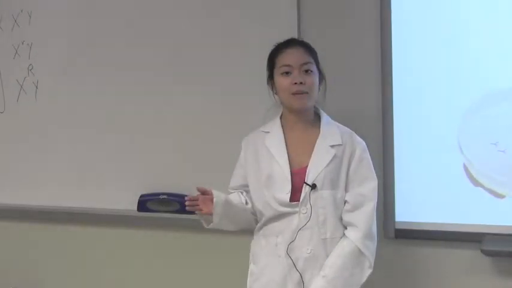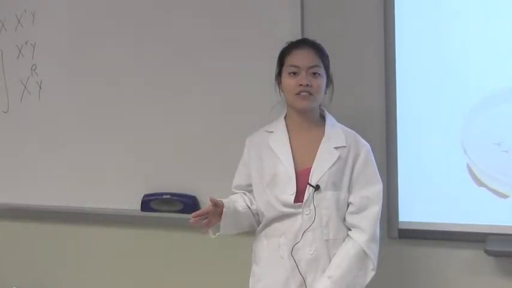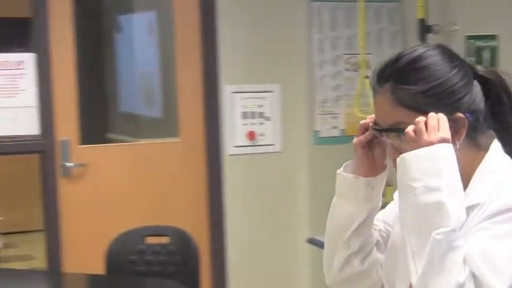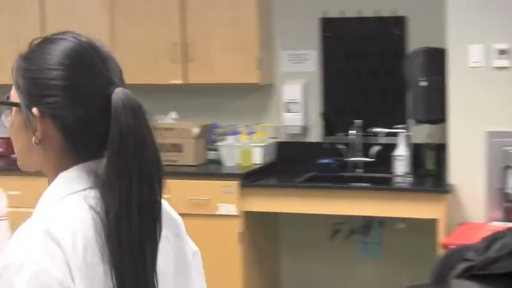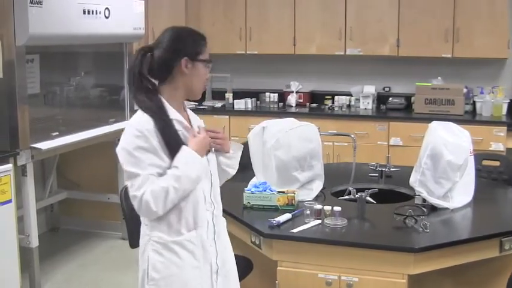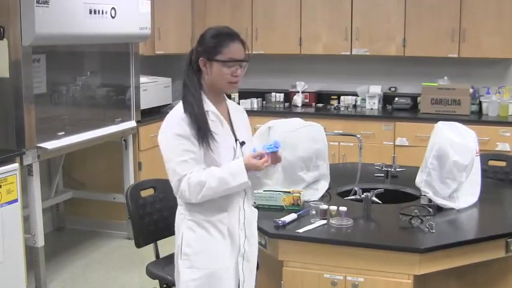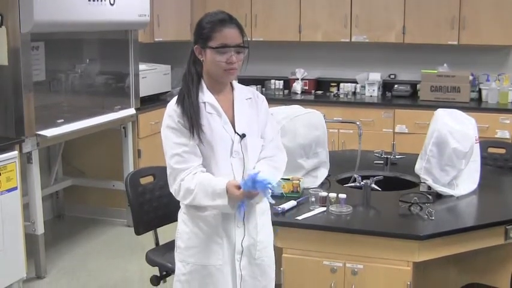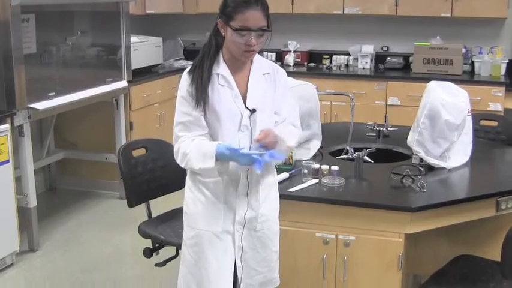Now let's move to the lab and see how monoclonal antibodies are actually made. Before starting the procedure, you have to make sure that your hair is pulled back. Put on goggles, have the lab coat, and most importantly, put on gloves. Also, wear closed-toe shoes.